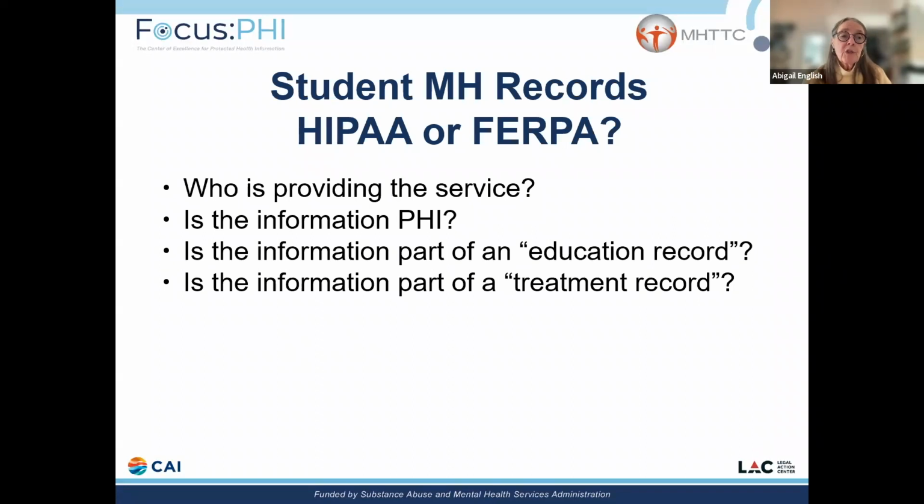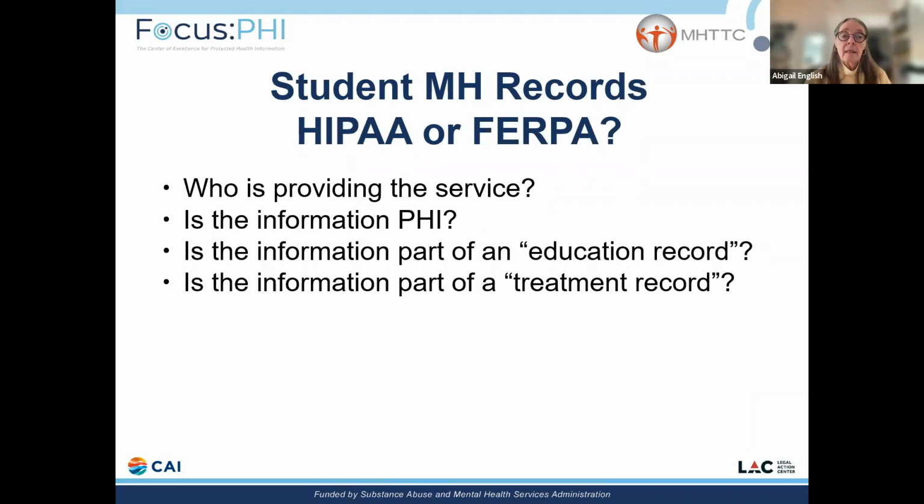So a few of the questions that need to be considered in determining whether a student's mental health records are governed by HIPAA or by FERPA are: who is providing the service? Is the information protected health information? Is the information part of an education record? Is the information part of a treatment record? As we saw, treatment records are not part of the education record. So treatment records might be governed by the HIPAA privacy rule if the other criteria were satisfied. If information is part of an education record, then it is not considered protected health information under the HIPAA privacy rule.